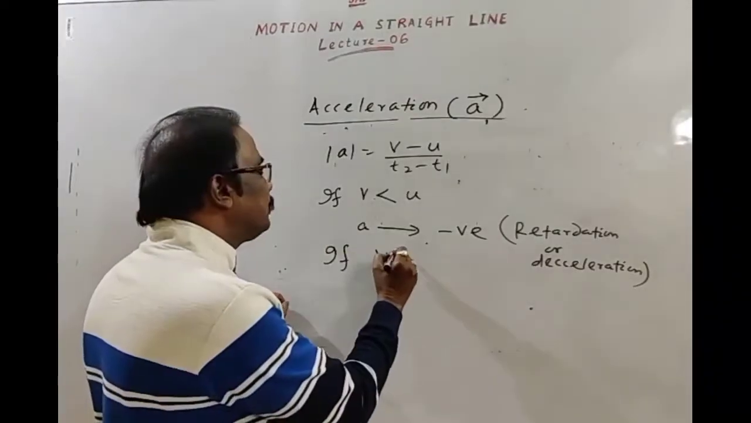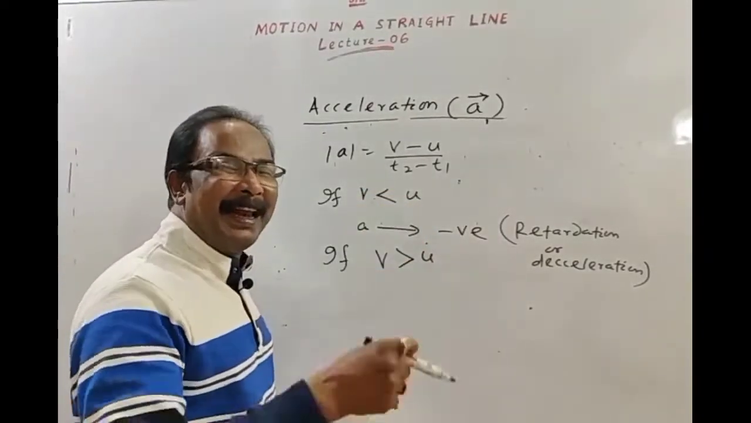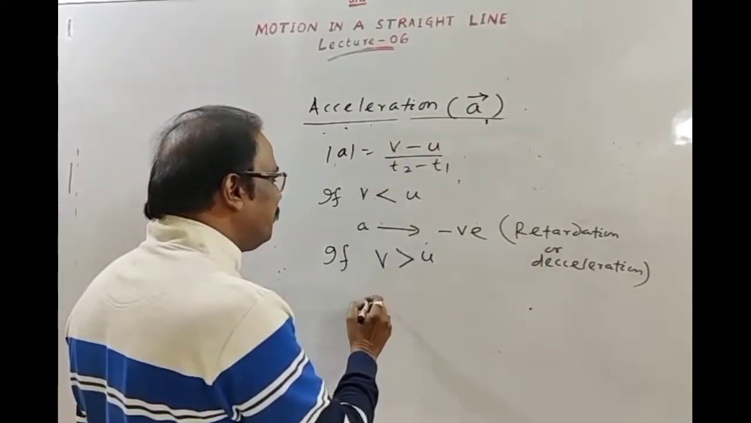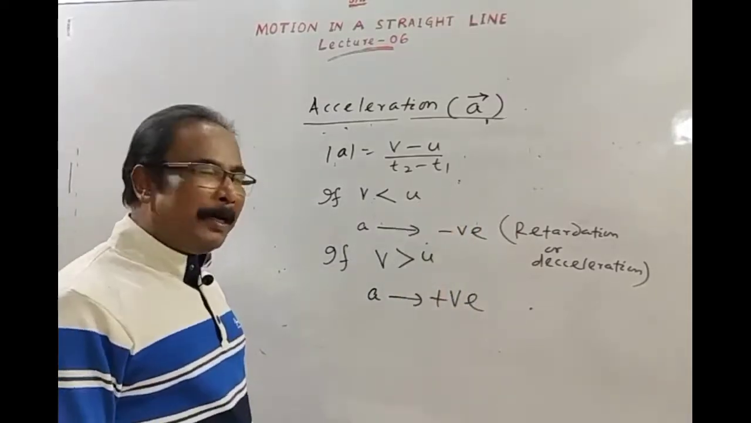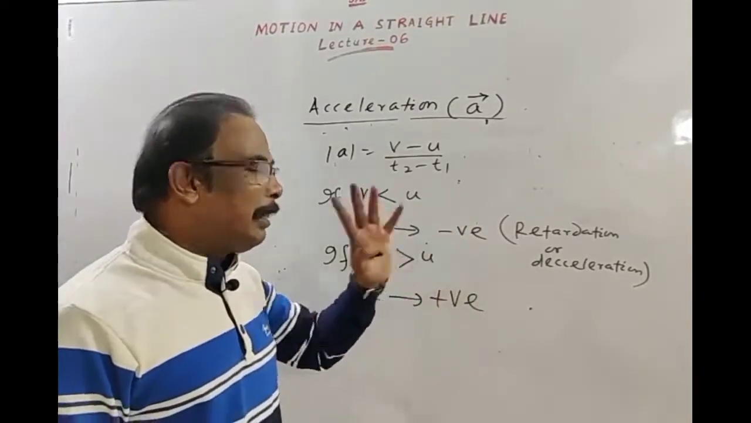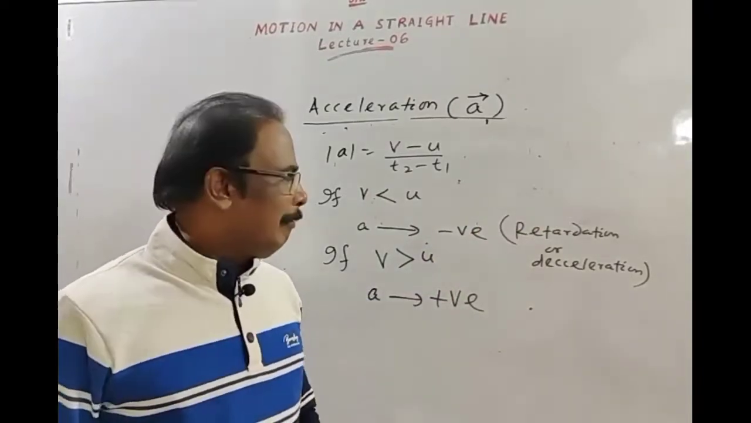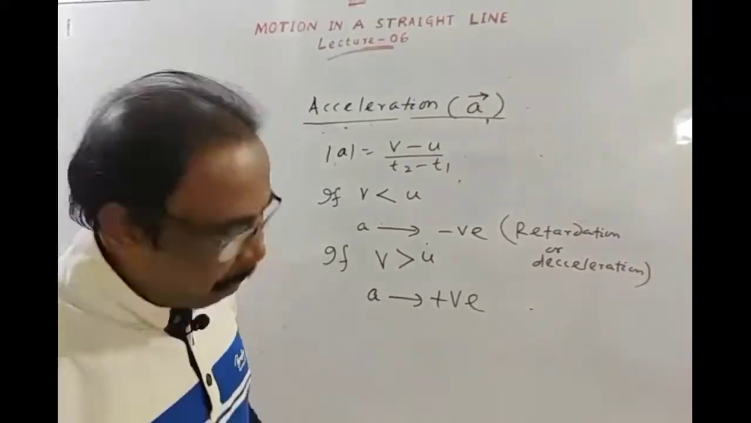Similarly, velocity increases by using the accelerator. If v is greater than u, then obviously v minus u will be positive, so acceleration is positive. So this is positive acceleration, and negative acceleration. Negative acceleration is called retardation or deceleration. Next.